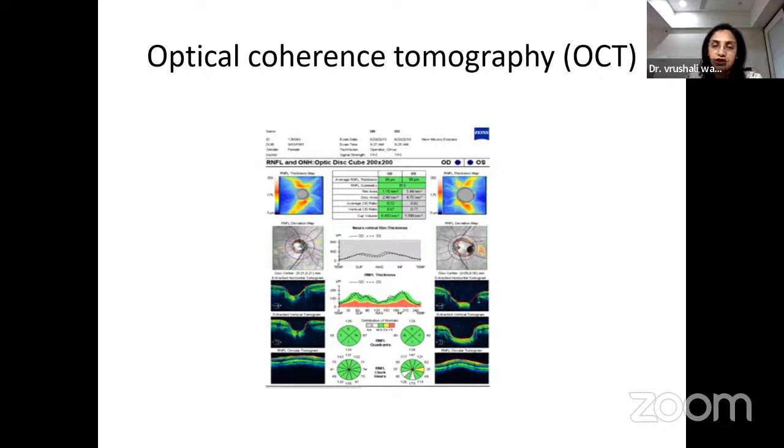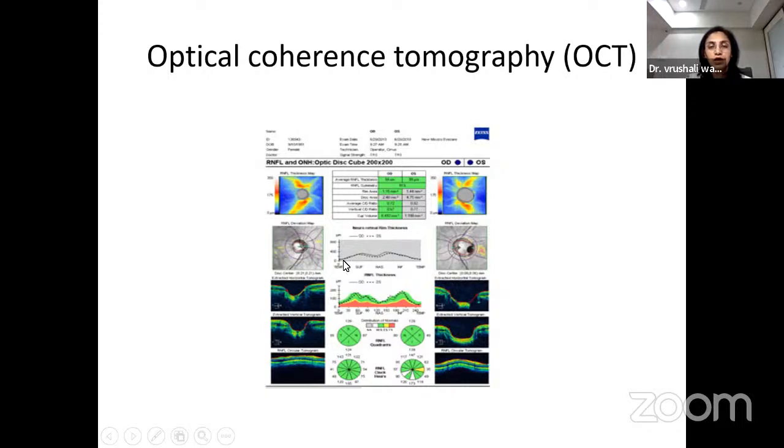So there are different machines. In my practice, I do Zeiss OCT testing. This is how the printout looks like. OD suggests the right eye, OS suggests the left eye. These are the findings. How much is the reading of the cup?